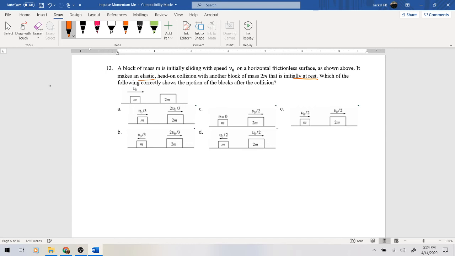Well, conservation of momentum and conservation of kinetic energy apply in this case. So the total momentum of the system must be V0 times M. This is the total momentum, because initially 2M doesn't have any momentum. So we can just directly start doing that. So this guy is V0 over 3, and this one is 2V0 over 3.